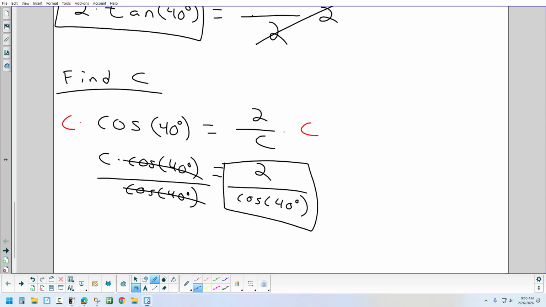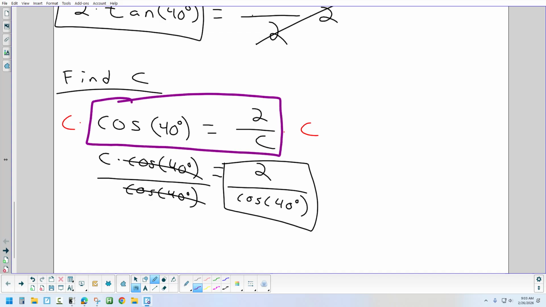So if you notice what happens in this kind of problem, this was the original problem inside that purple box. All that's going to happen every time when you have a letter in the bottom is these two switch. So the C and the cosine 40 are going to switch places. And that's why it ended up in the bottom. And that's your final answer. If we type that in, that's our final answer.